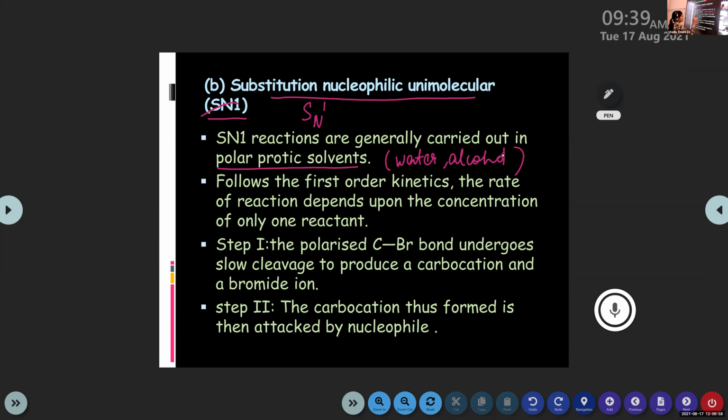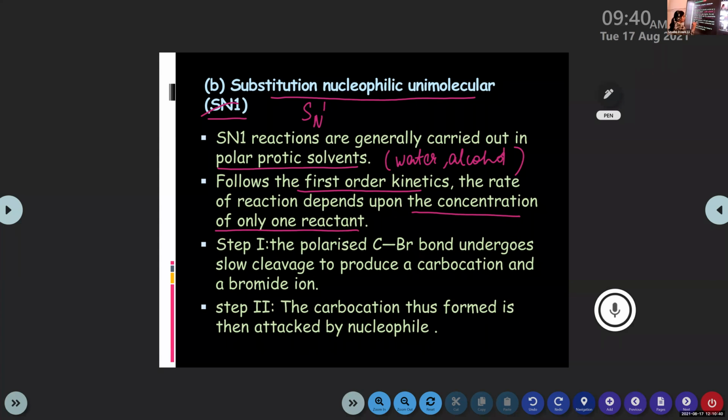Okay, then the second point, it follows first order kinetics. That's why it is SN1. The rate of reaction depends upon the concentration of only one reactant. In the case of SN2 reactions, we have learned that it will depend upon the concentration of both the reactants, right? Here, it follows first order kinetics. That means the rate of reaction depends upon the concentration of only one reactant. Okay, so it will take place in two steps. This SN1 reaction will take place in two steps.